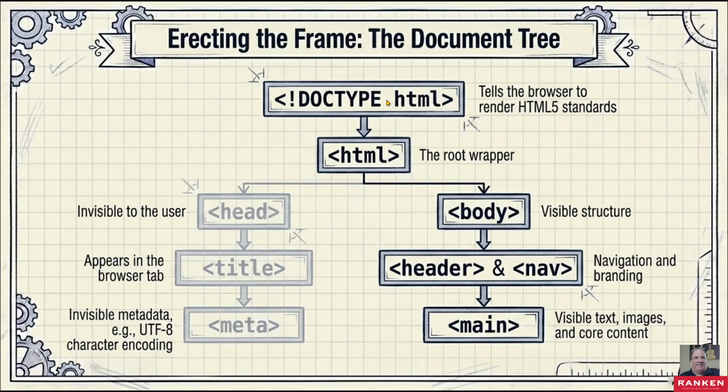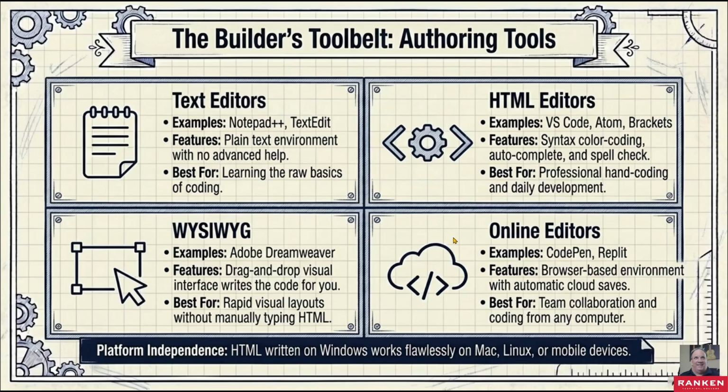And then there are the other tags here. Even though users don't see the tag, they see the contents, right? So the body tag is a visible structure within your HTML document. Usually it has other tags within it. Usually you've got a header tag, you have navigation, you have main tags, etc. And we'll obviously be getting into that and a lot more.